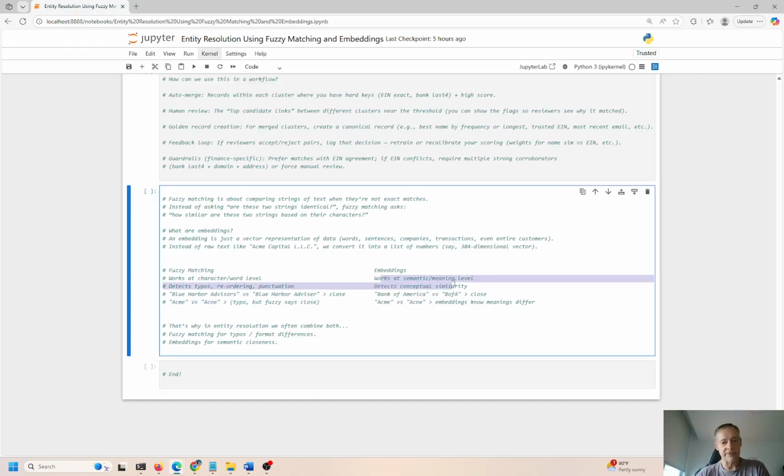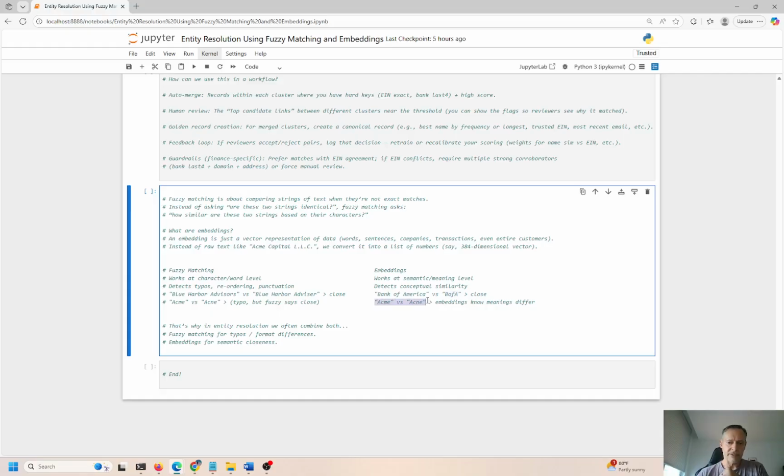Embeddings works more at a semantic or meaning level. What is the context of this thing? What does it actually mean? It detects conceptual similarities, like Bank of America versus B of A. This is pretty close. I don't think fuzzy match is going to get greater than 70% for this. This looks very different, but the embedding is going to pick up on that and say, this is very close. These two belong together, right?